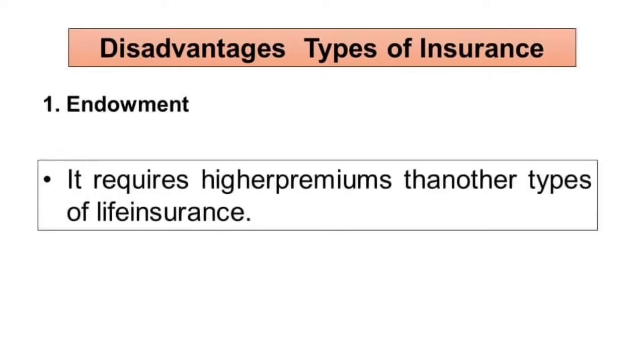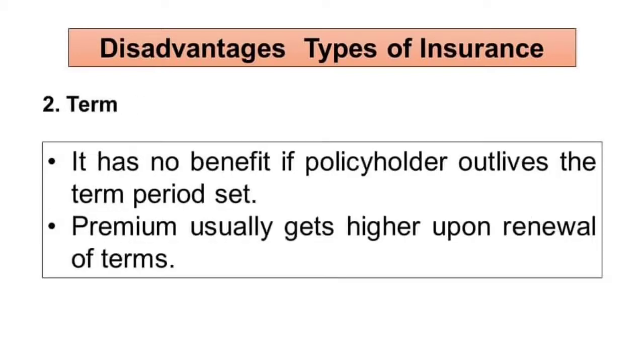Okay, since we already discussed the advantages of each type of insurance, now let me discuss the disadvantages of each type of insurance. So we have here the disadvantages of endowment. The policyholder must forego some spending levels in order to pay insurance contracts. In addition, life insurance is frequently purchased for the benefit of others, with the assured person serving as a supplementary beneficiary.